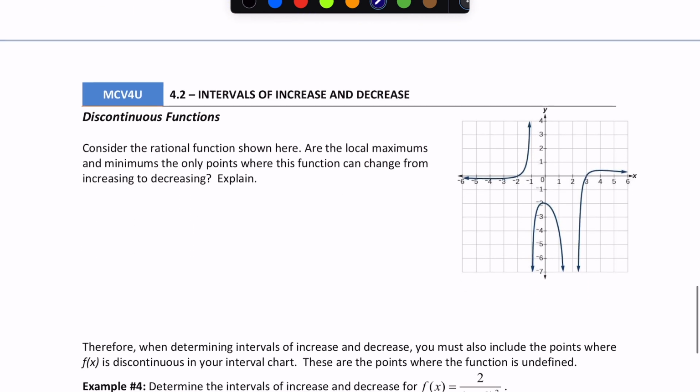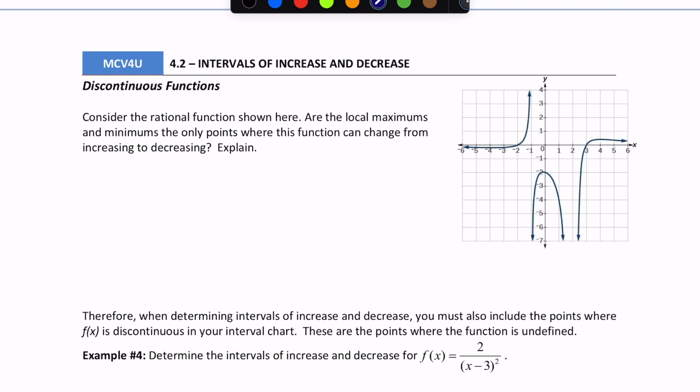Okay, so if we look at discontinuous functions, consider the rational function shown here. Are the local maximums and minimums the only points where this function can change from increasing to decreasing? So not only the local maximums and minimums are the points where this function can change from increasing to decreasing. Because in these situations, we also have vertical asymptotes that we have to consider.